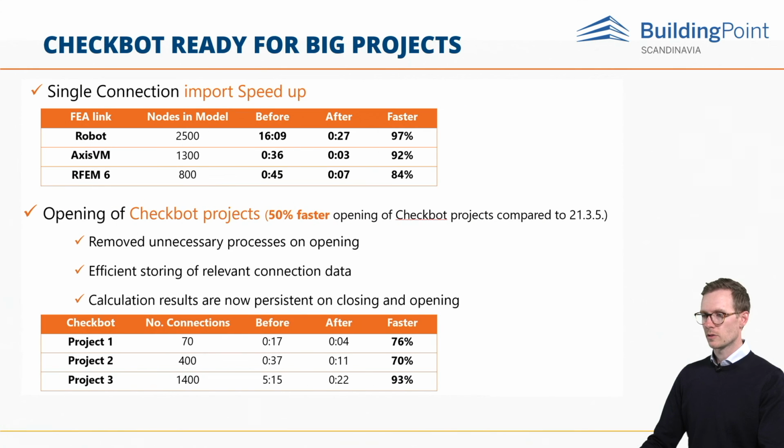There are also improvements in the Checkbot, the speed of the Checkbot. So you can see now up to 90% faster import of models from, for example, a Robot, if you do a single connection. So if you open a Checkbot project, and especially when you have a large number of nodes, there are up to 93% improvement in speed. So that's always a good thing.